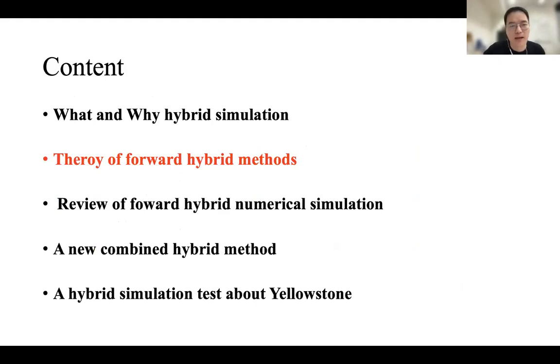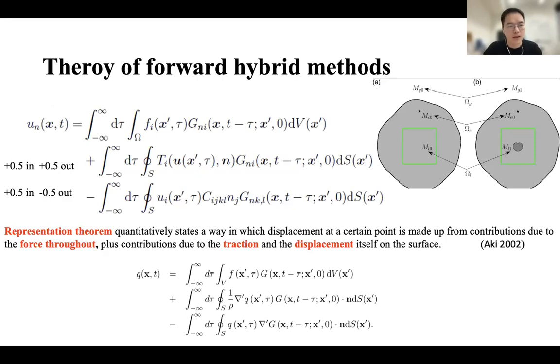And then the second part is about the theory of the hybrid methods. The theory is the representation theory of the hybrid method. We know that representation theory states that the final displacement at each point in the domain is made up of three parts. The first one is the body force, the second one is traction, and the third one is the moment tensor.